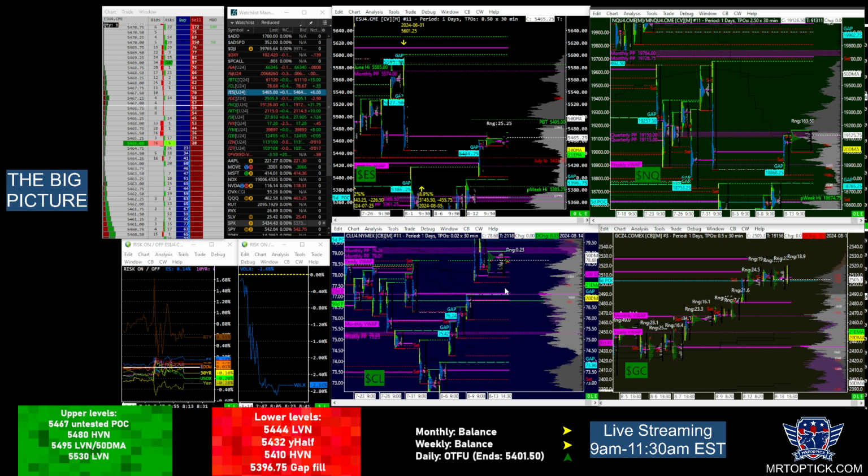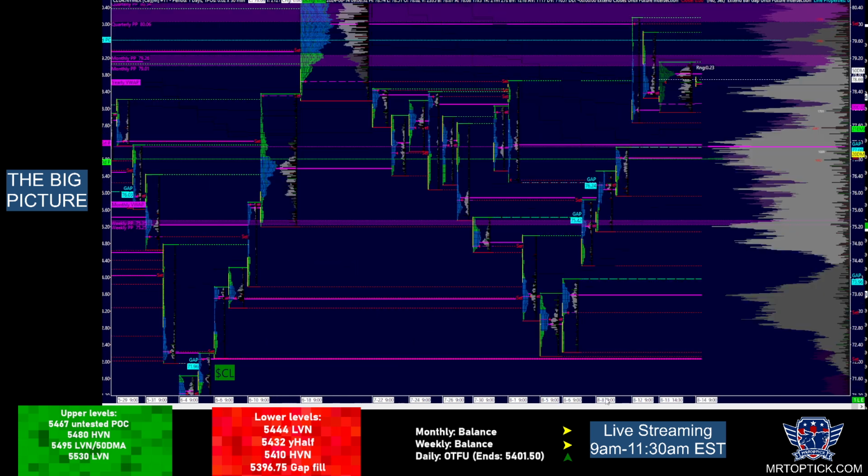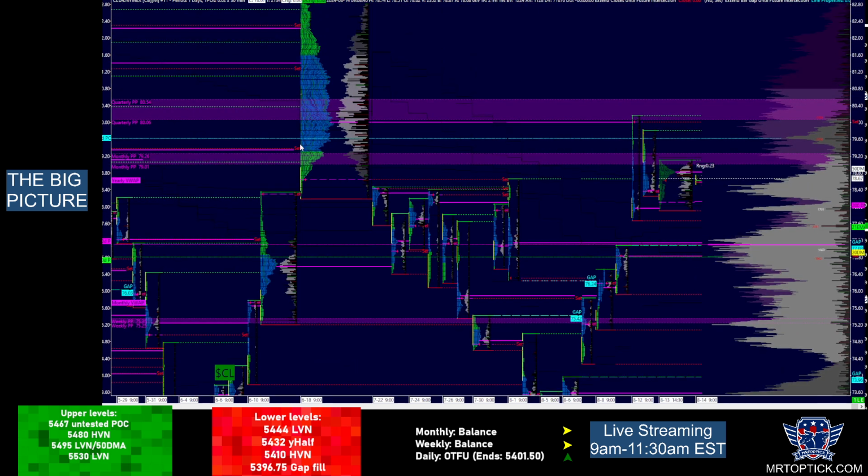Okay, crude oil. So crude oil couldn't hold the value area low from this distribution. We got to the point of control, but then we rejected that. We rejected value, and we came back below the 50 moving average. And now we're sandwiched between the 200 and the 50 moving averages. But if we get below the 200, then remember the target is 77.20, and then possibly lower.